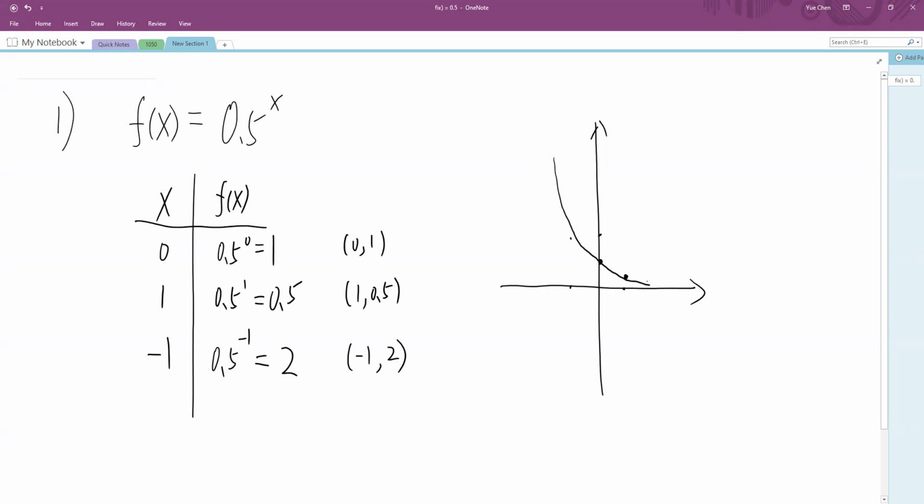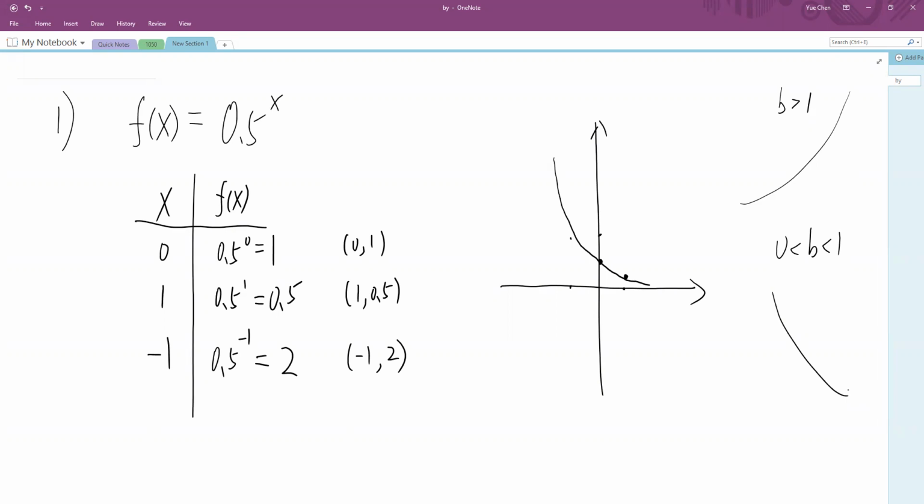Because the base is 0.5, which is less than 1, the graph is always a decreasing function. If the base is greater than 1, it would be increasing. It will go the other way. This is for the base b greater than 1, and for the base less than 1 but greater than 0, it would be this kind of graph. So you should make sure whether the base is greater than 1 or less than 1.